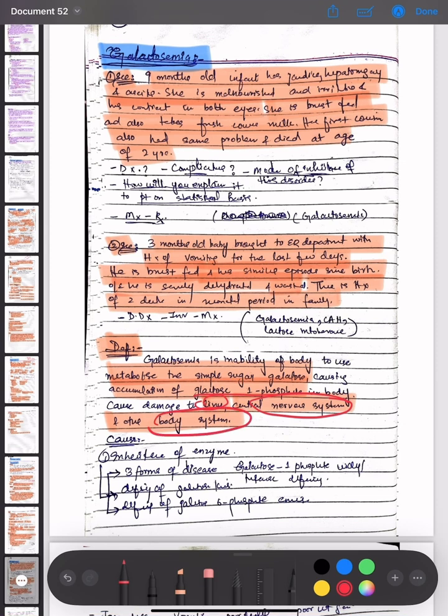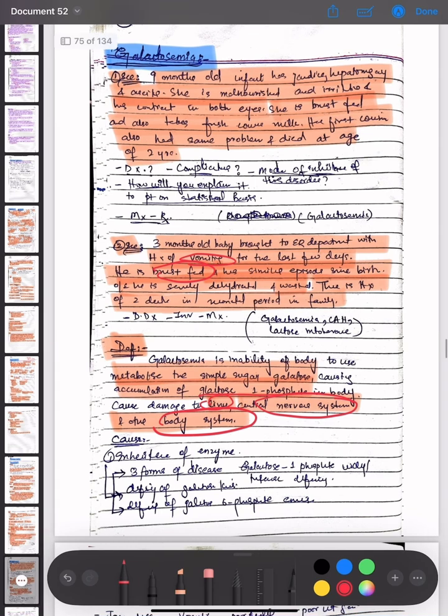Okay, so here we have the history: a 3-month-old baby brought to the ER with a history of vomiting for the last few days. He is breastfed and has had similar episodes since birth. On examination, he is severely dehydrated and wasted, and there is a history of two deaths.